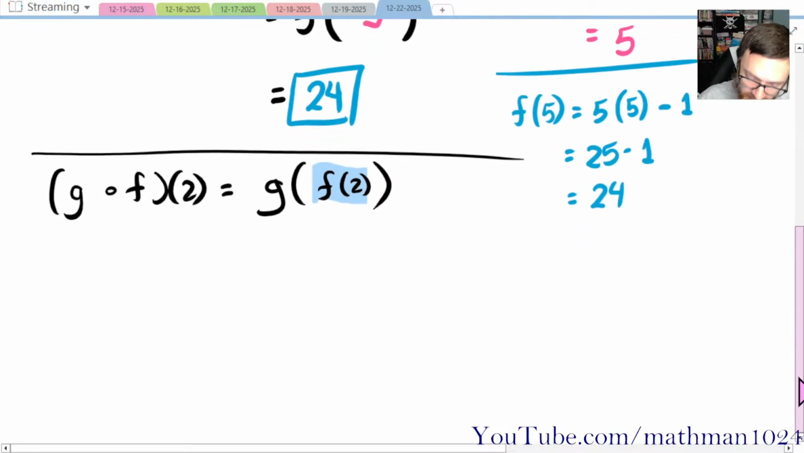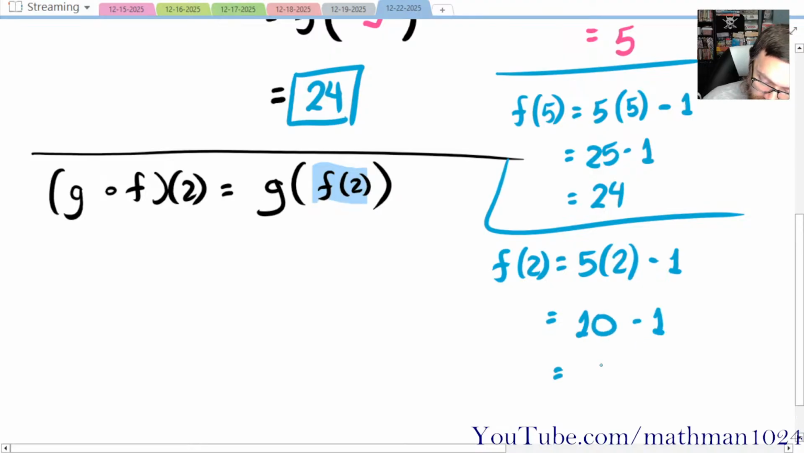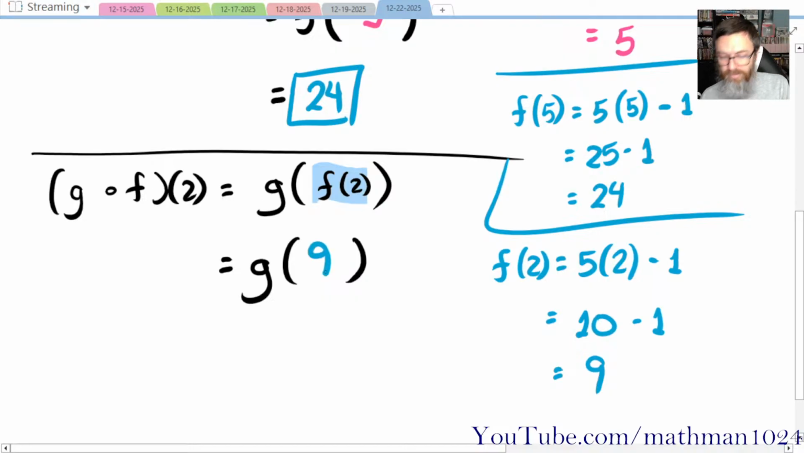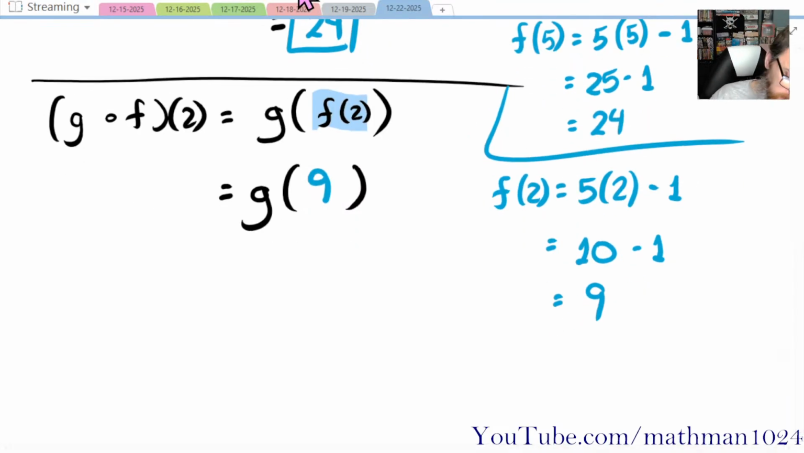All right, so let's go up to the side and figure that one out. So f of 2 is 5x, so x is replaced by 2, minus 1. So 10 minus 1 is 9. So now we're doing g of 9. All right, now let's go up to the side and figure out what is g of 9.